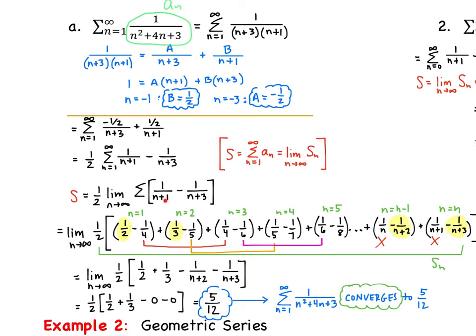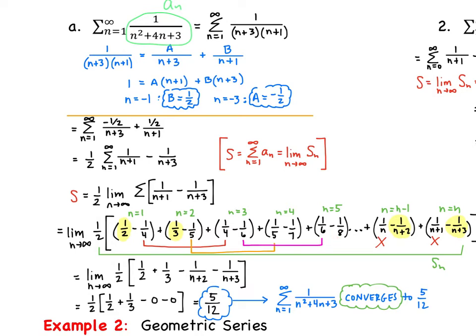So when n is 1, I'm going to plug it into here. We get 1/2 minus 1/4. When n is 2, plug in 2 for n, and we get 1/3 minus 1/5. Plus our next term, when n is 3, we get 1/4 minus 1/6. Plus our next term, when n is 4, we get 1/5 minus 1/7. Plus, when n is 5, we get 1/6 minus 1/8.